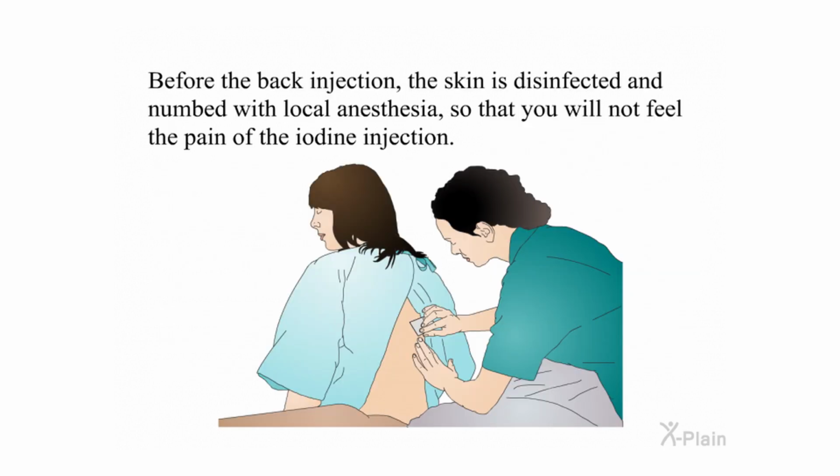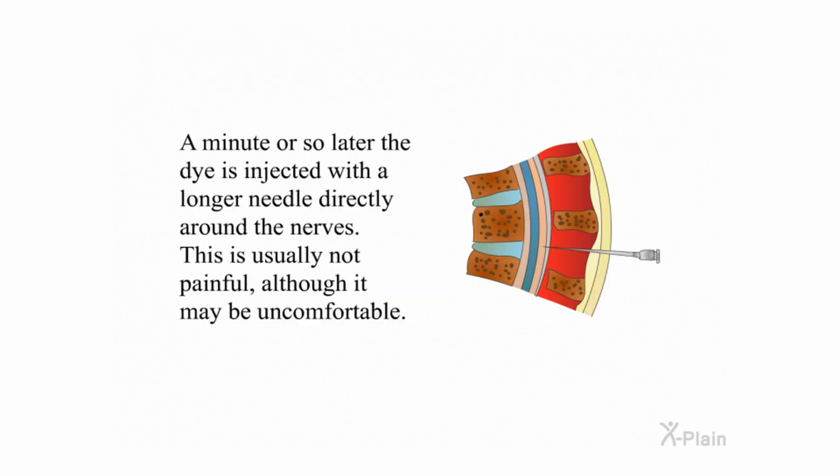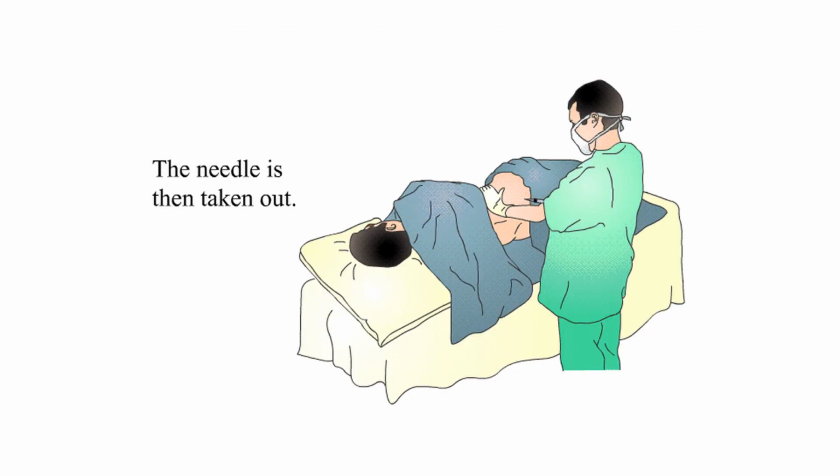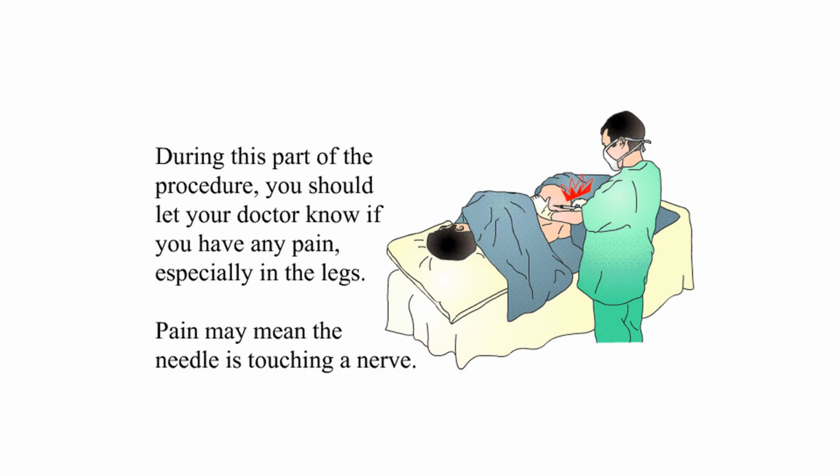Before the back injection, the skin is disinfected and numbed with local anesthesia, so that you will not feel the pain of the iodine injection. A minute or so later, the dye is injected with a longer needle directly around the nerves. This is usually not painful, although it may be uncomfortable. The needle is then taken out. During this part of the procedure, you should let your doctor know if you have any pain, especially in the legs. Pain may mean the needle is touching a nerve.